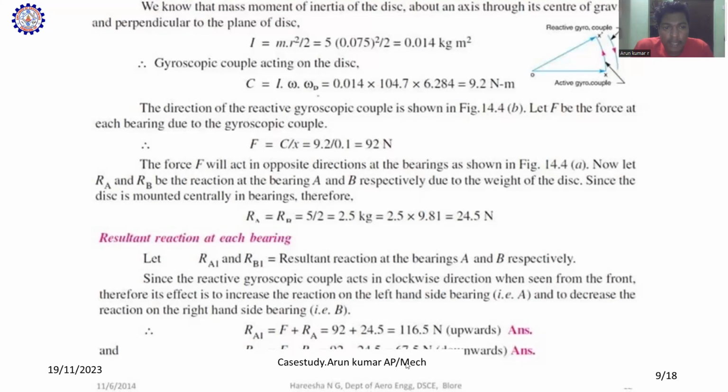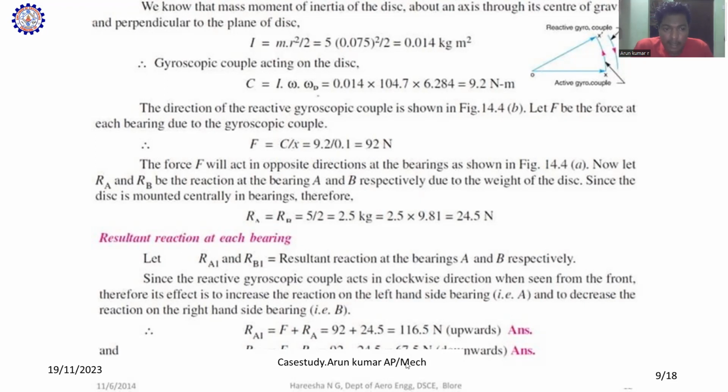Let F be the force acting on the bearing due to the gyroscopic couple. So F is equal to C by x, where C is equal to 9.2 and x is equal to 0.1. So what is the force value? We get 92 Newton. Therefore, the force will act in opposite directions at the bearings as shown in the figure.